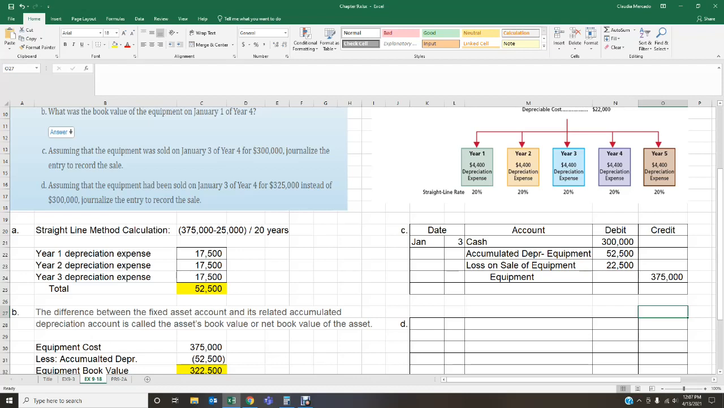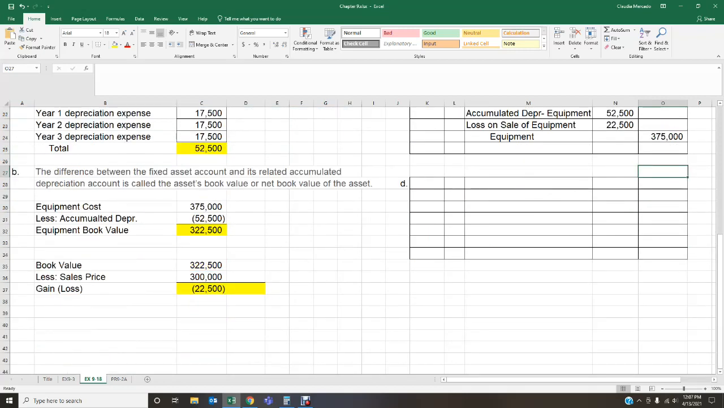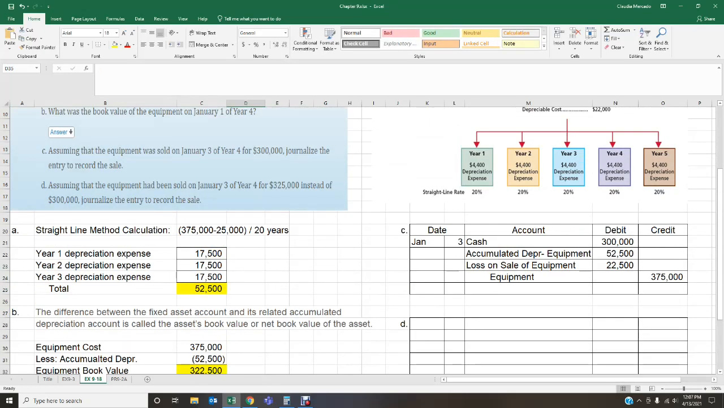Now requirement D is similar, but now we also sold the equipment on January the 3rd, but we sold it for a little bit more. We sold it for $325,000 instead of $300,000. So we are being asked to journalize the entry. This is going to be requirement C, and then this one's going to be requirement D. For requirement D, we are selling it for $325,000.